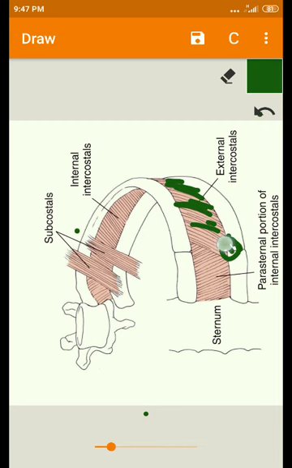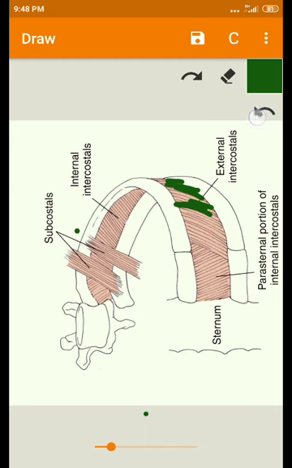Here it is getting inserted up to here. So whereas this one, internal intercostalis muscles, extends from the sternochondral junctions to the angle of ribs, whereas the external intercostalis extends from the tubercles of the ribs to the costochondral junctions.